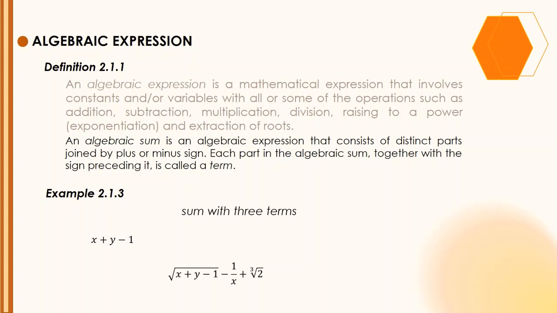Square root of x plus y minus 1, that is the first term, minus 1 over x, that is the second term, plus the cube root of 2, that is the third term. 3x to the power of 1 half, first term, plus x over z, that is the second term, minus 1, that is the third term. So, ito yung example ng sum with three terms.